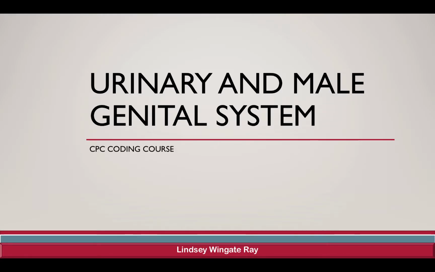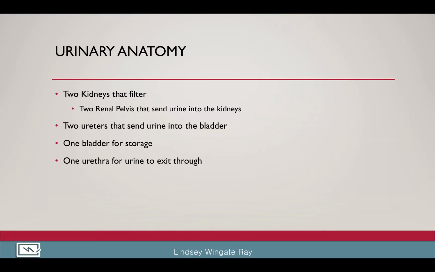Now turn to the urinary and male genital system. You need to know that there are two kidneys, and on each kidney is a renal pelvis that sends urine into the kidneys. Two ureters come off the kidneys and send the urine to the bladder. And there is one bladder for storage of the urine. And then there is one urethra that is used to exit the urine from the body.